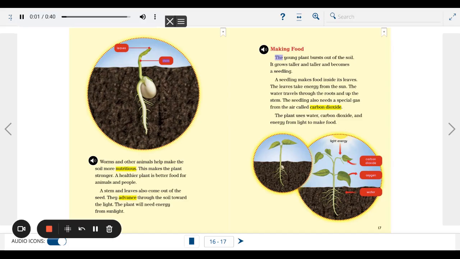Making food. The young plant bursts out of the soil. It grows taller and taller and becomes a seedling. A seedling makes food inside its leaves. The leaves take energy from the sun. The water travels through the roots and up the stem. The seedling also needs a special gas from the air called carbon dioxide. The plant uses water, carbon dioxide, and energy from light to make food. Light energy, carbon dioxide, oxygen, water.